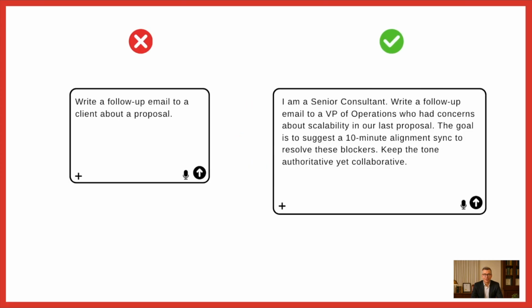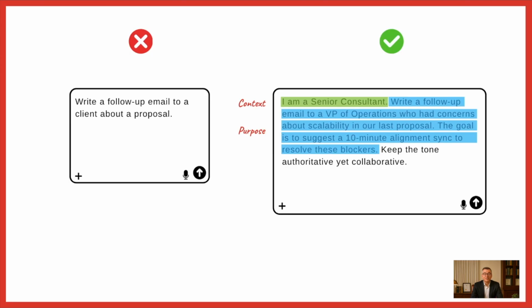Here, first the vague prompt: "Write a follow-up email to a client about a proposal." Then the structured prompt. I am a senior consultant, is the context. Write a follow-up email to a VP of operations who had concerns about scalability in our last proposal. The goal is to suggest a 10-minute alignment sync to resolve these blockers, is the purpose. Keep the tone authoritative yet collaborative, is the response.